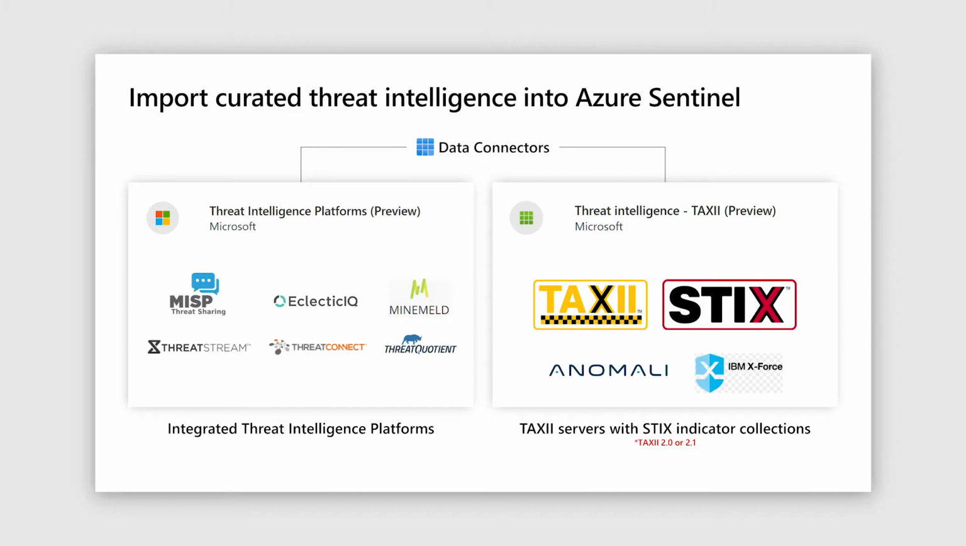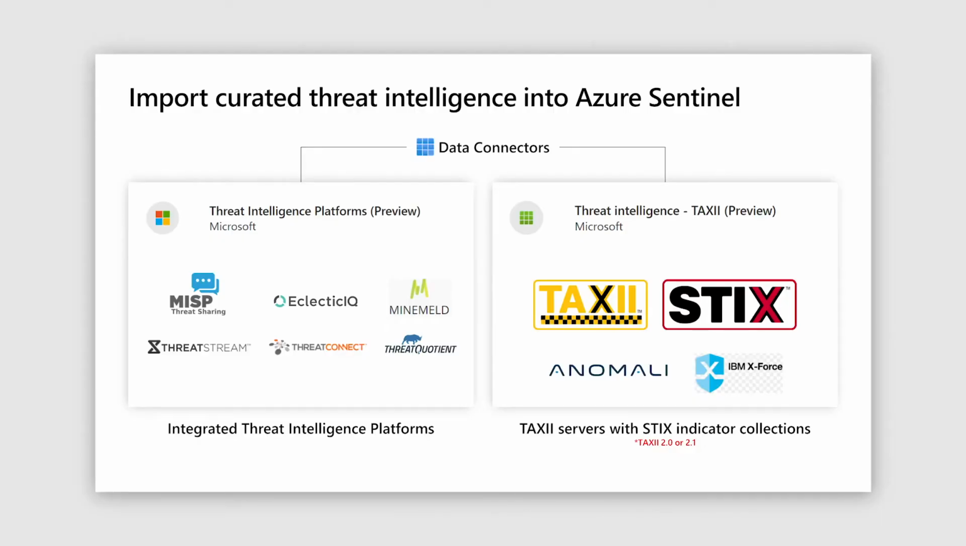So there's a dedicated area of the product for data connectors. In that area, you'll see the list of different connectors we provide out of the box. There are two specific data connectors related to threat intelligence. And the first one is called the Threat Intelligence Platforms Data Connector. This is appropriate for folks that have a threat intelligence platform, or a TIP, as it's known in the industry, that they use to curate all of their threat intelligence.